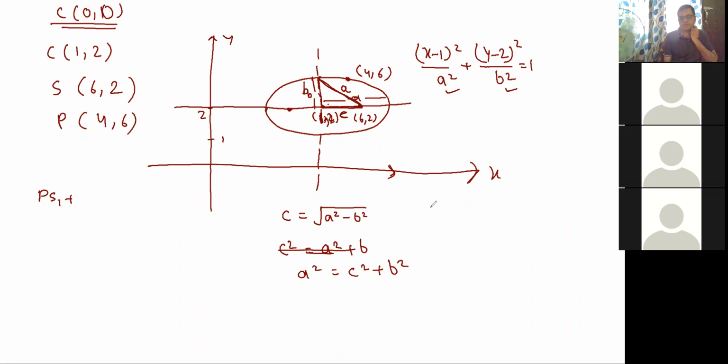So you already know c. What is the value of c? 5 लोगे, c is equal to 5, क्योंकि ये 6 है, ये 1 है, तो 6 में से 1 घटा दो, ये डिस्टेंस हो जाएगी 5. So c is equal to 5, right? मतलब सेंटर से फोकस की डिस्टेंस, this is equal to 5.